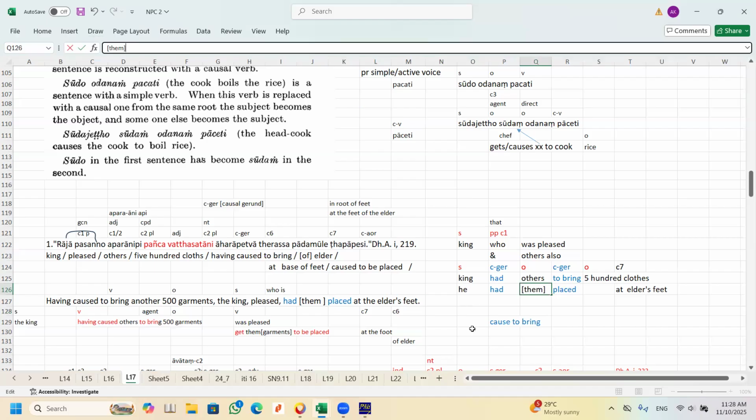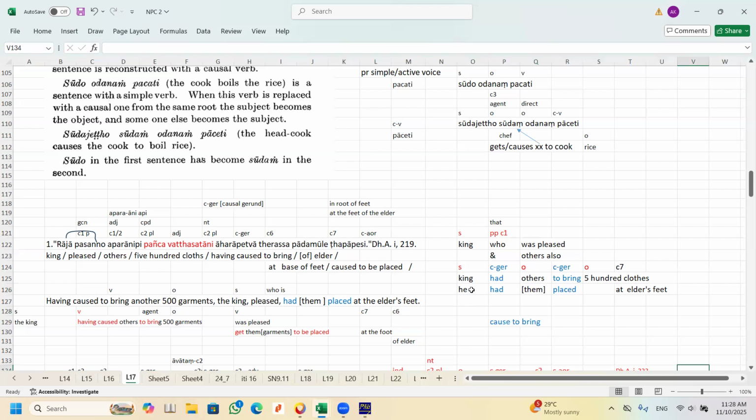Because you can use "he had others placed at the elder's feet." Of course, in English, this is a plural. If we mention this as others, the second time you use the word them. So that means he had them placed at the feet of the elder. What is the object he's referring to? This one.